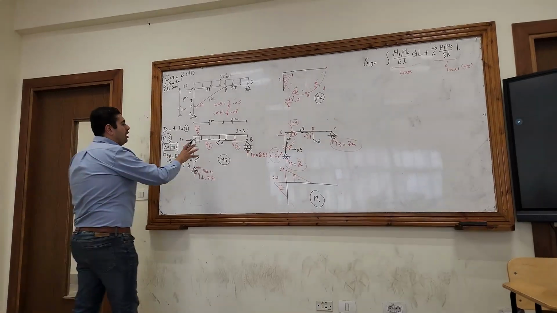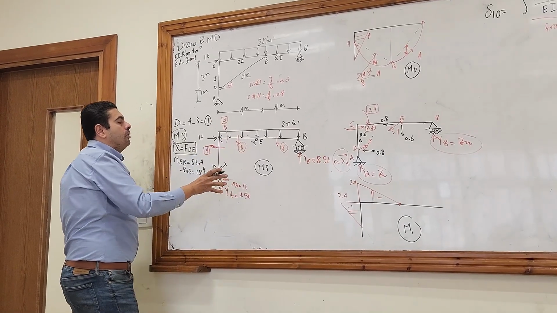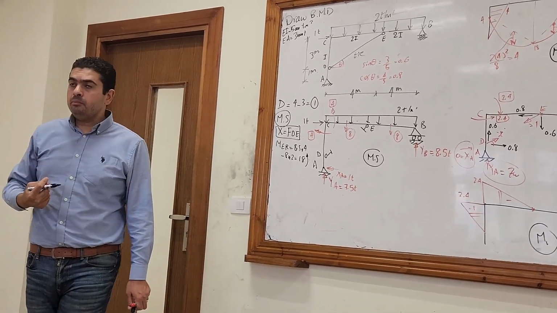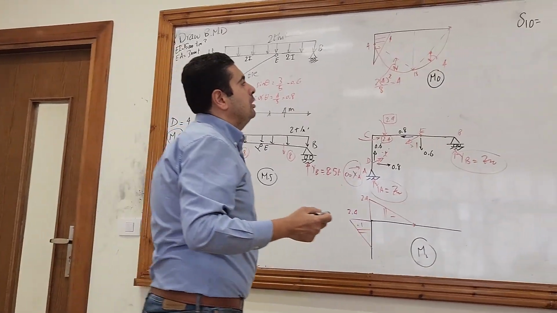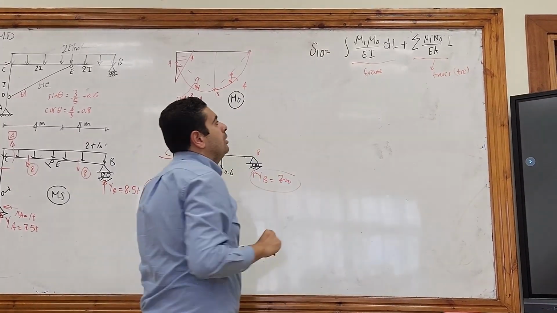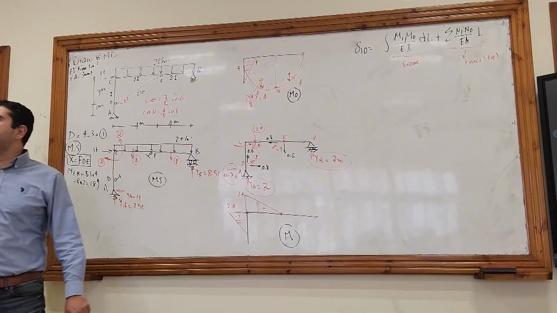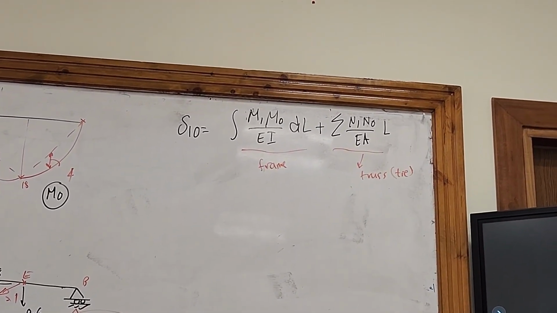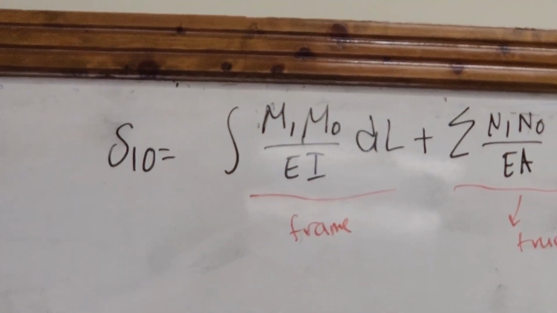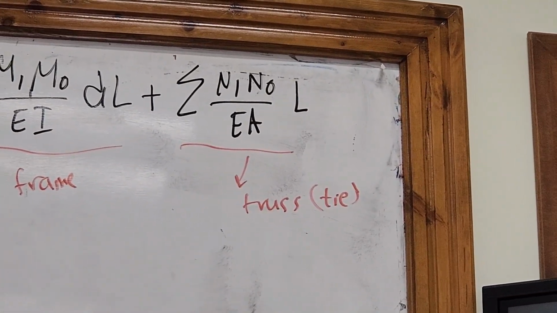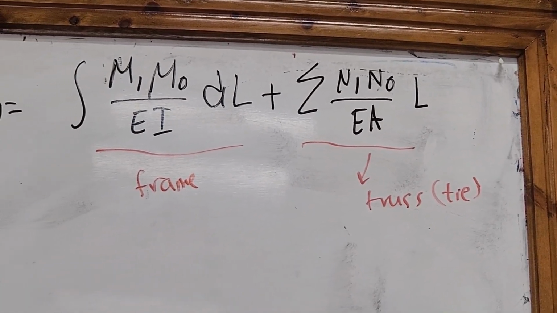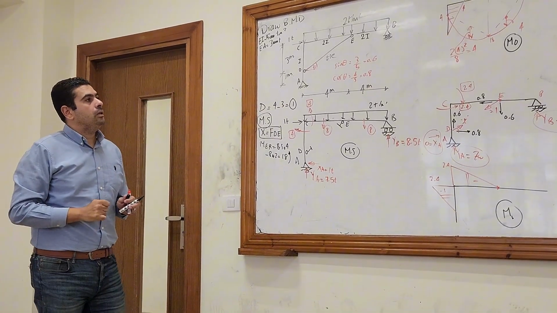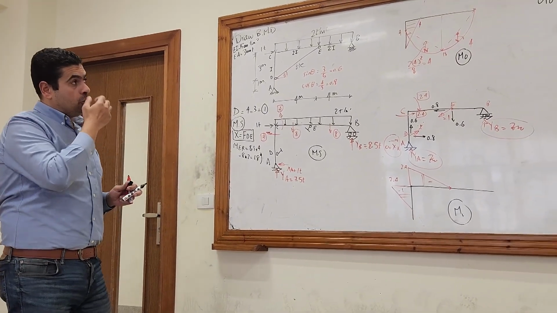But here, when it comes with a frame with an internal tie, or we can call it a trussed frame, we have to go with the general formula for calculating the displacement. The general formula for calculating the displacement is not only the integration of the moments, it's also the summation of the normal forces of the tie or of the truss member. Okay? Let's go through the equation.